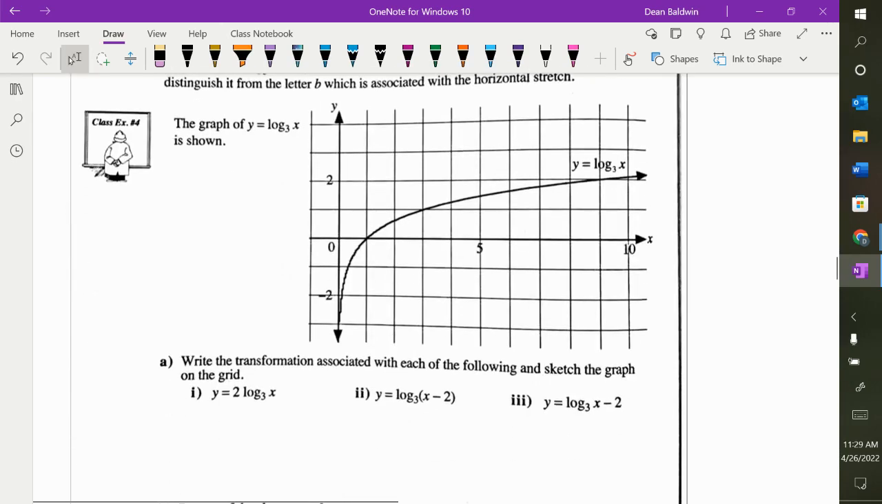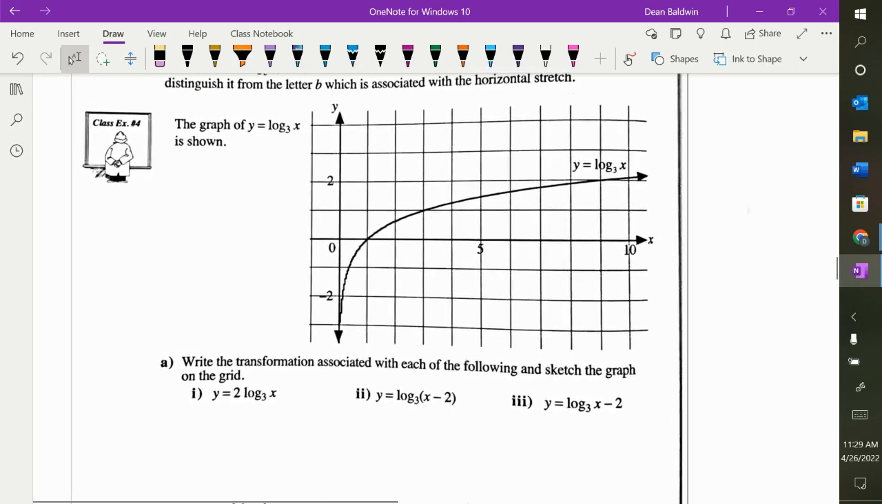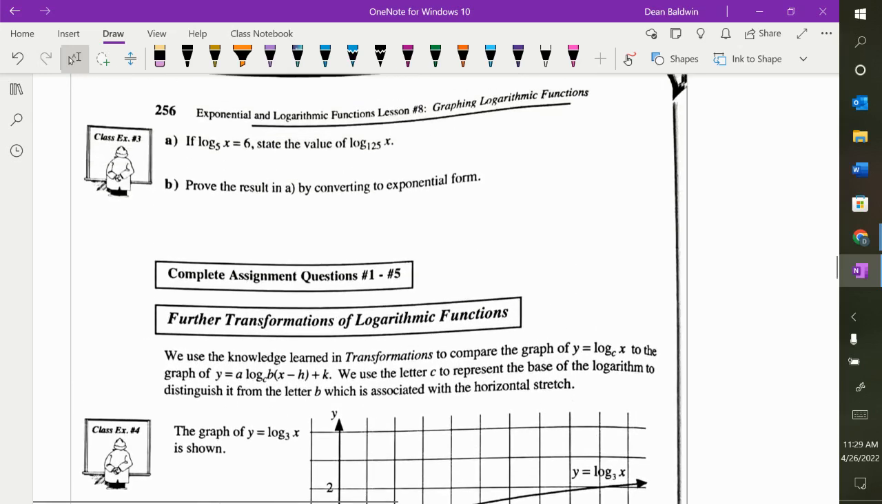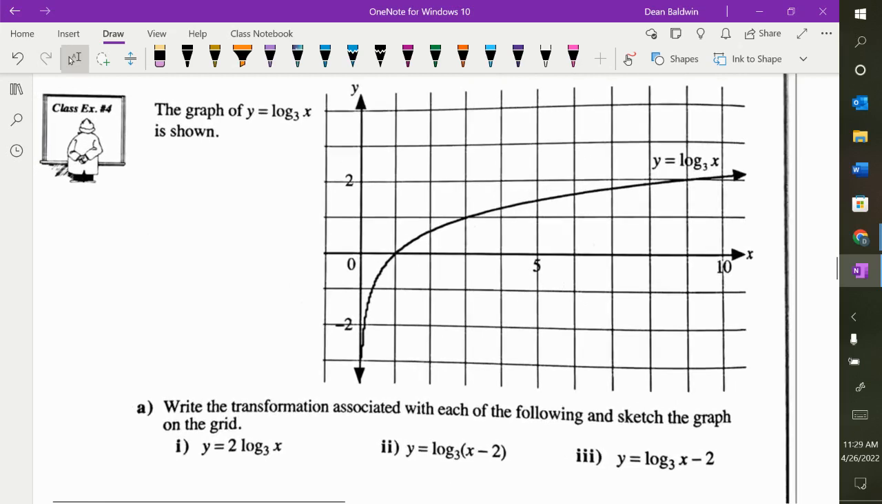There we go, right here. Page, oh my gosh. Page 256, please. Okay.